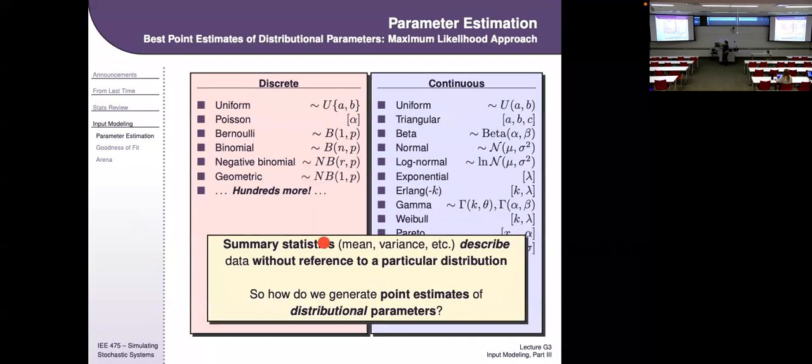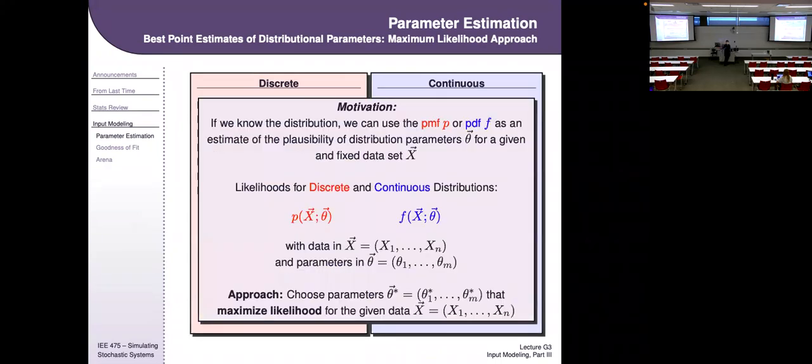Summary statistics describe data without reference to the distribution. So how do we generate general point estimates for these distributional parameters? The approach we're going to use, which hopefully is review, is maximum likelihood. We can take a discrete probability mass function or a continuous probability density function, and reverse how we use them. We know the data, we don't know the parameters.